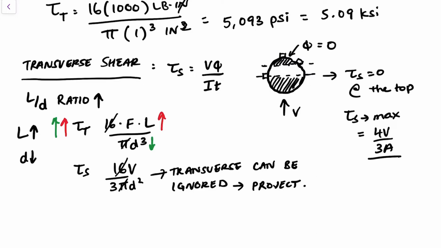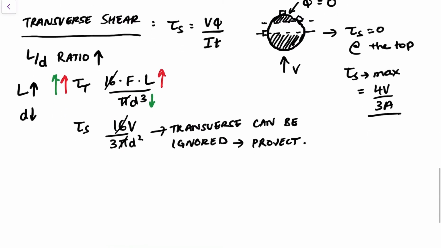I've never seen anyone get points taken off because they didn't calculate transverse shear. But make sure that you add the line where you state clearly the assumption that a very high length over diameter ratio allows me to ignore transverse shear, not because transverse shear is small in magnitude, but because it is small in comparison to the torsion. All right, cool.